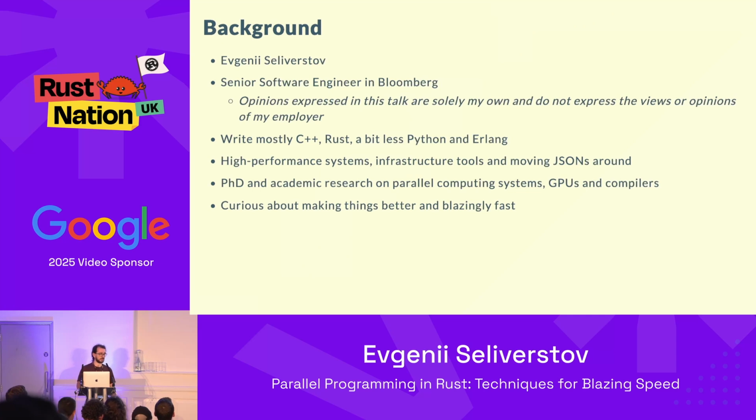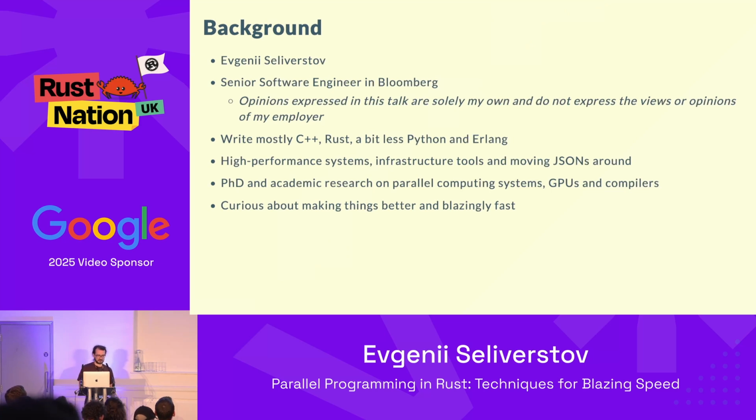For a living, I write mostly C++, Rust, a bit of Python, a bit of Erlang, Haskell a little. I usually work on high-performance systems and infrastructure tools, and usually our work is about how to move JSONs in a fancy and highly performant manner. I got a PhD researching parallel computing systems, compilers, and GPUs. So it seems like I'm excited about parallel systems and how to make things blazingly fast.